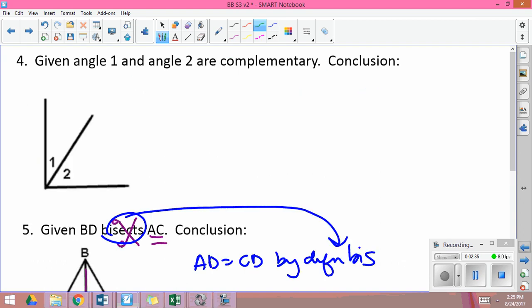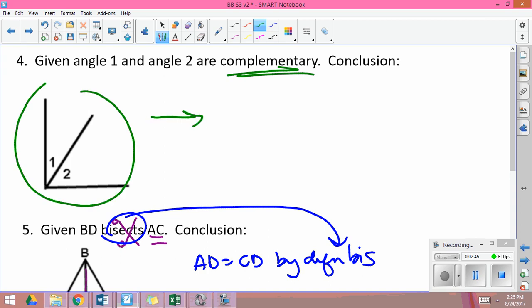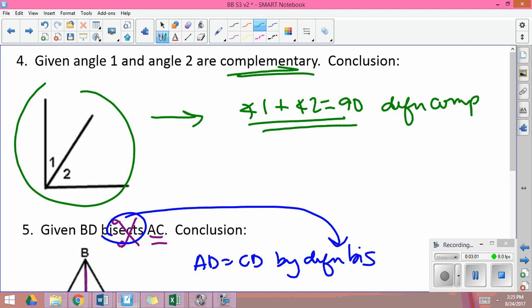So let's go back and look at number 4. Given angle 1 and angle 2 are complementary, what can I write? Words and a picture to the equation. Complementary means they add to 90. So I write angle 1 plus angle 2 equals 90. Words to an equation. It is the definition of complementary that lets me write this equation.